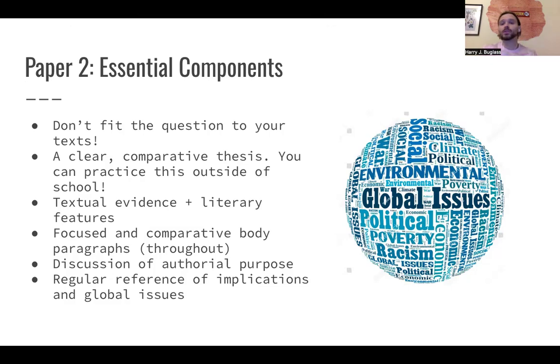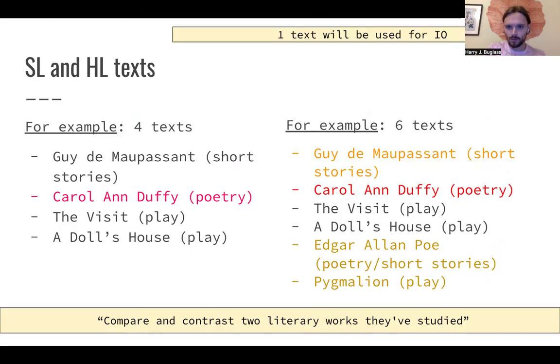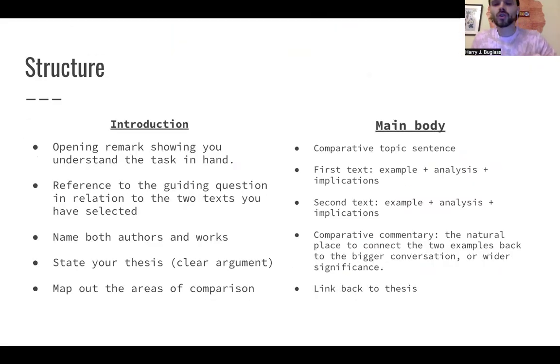Textual evidence, literary features, not just a comparison of plots. Is it focused and comparative throughout? Discussion of authorial purpose and regular reference to the implications and global issues. Let's look now at the mechanics. The introduction you'll be familiar with. We'll come back to this. The introduction, you'll be aware of this already.